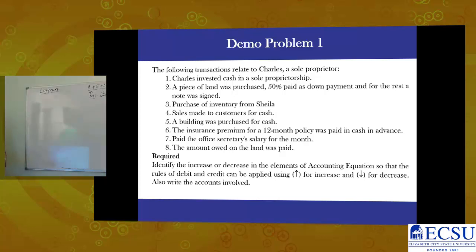Okay, number 5 is, of course, a building was purchased for cash. So number 5 is your building and cash. Now what kind of account is a building? Of course it is an asset. What kind of account is cash? Of course it is an asset as well. I'm buying building, so therefore it is increasing, and cash. What is happening to cash? Of course it is decreasing.